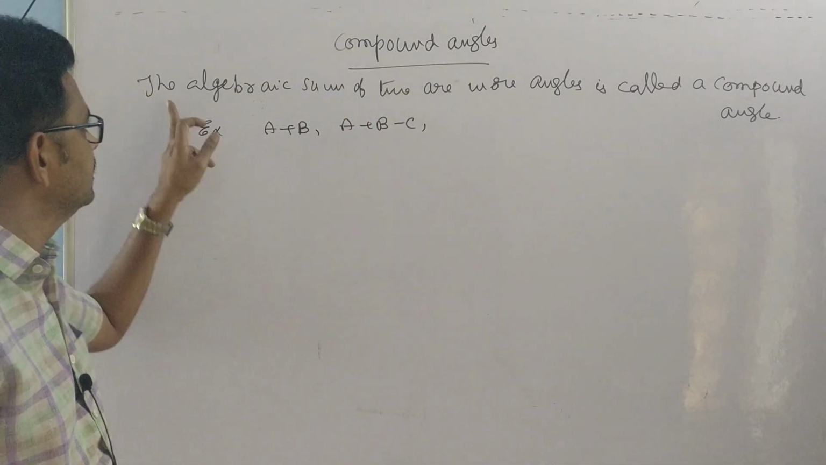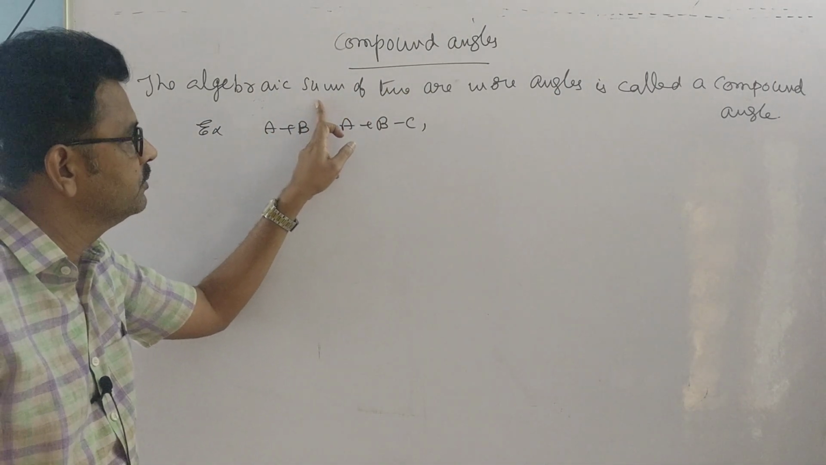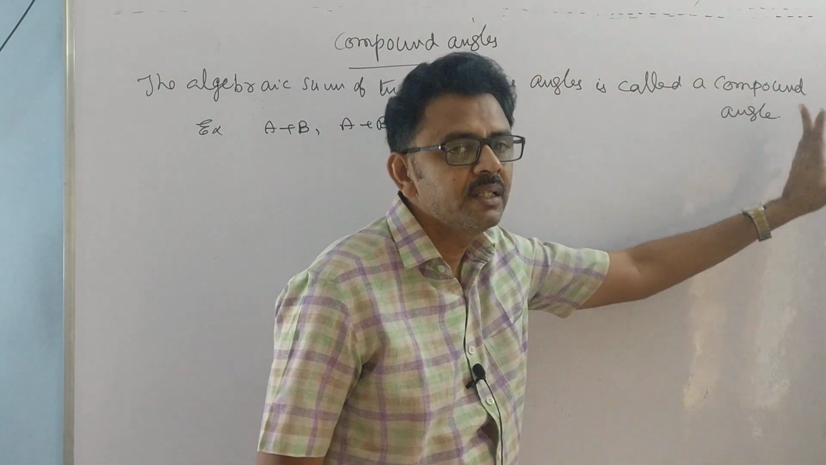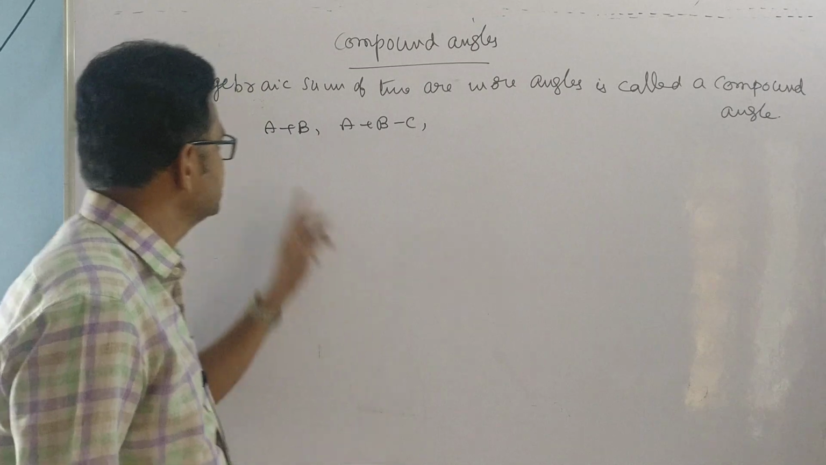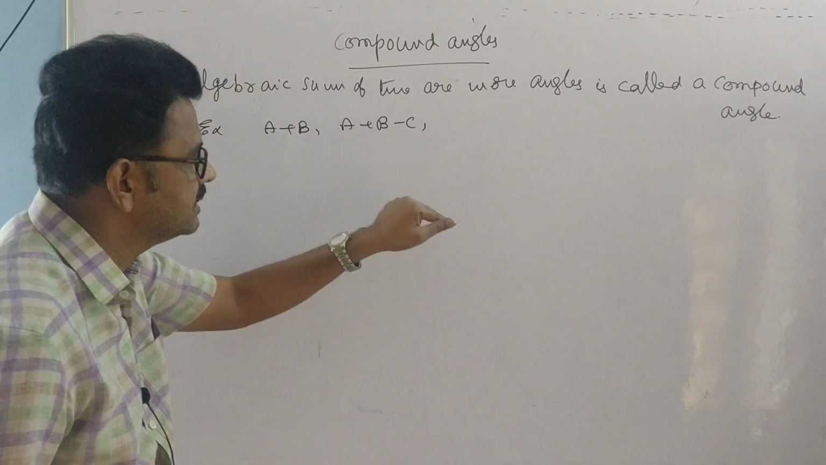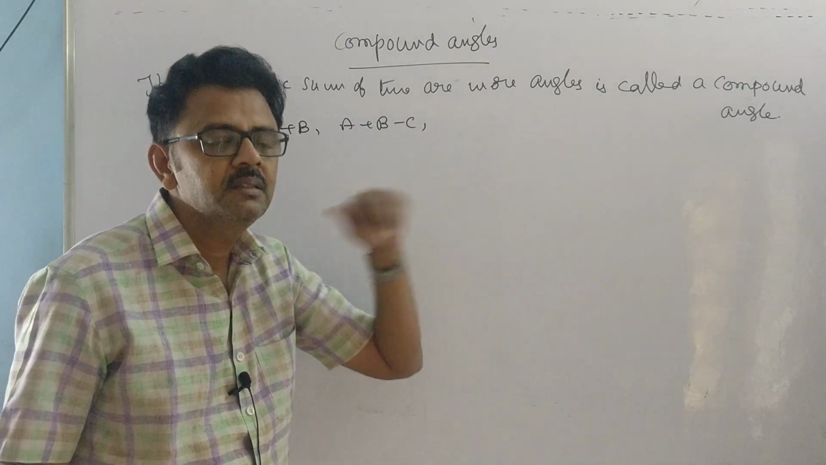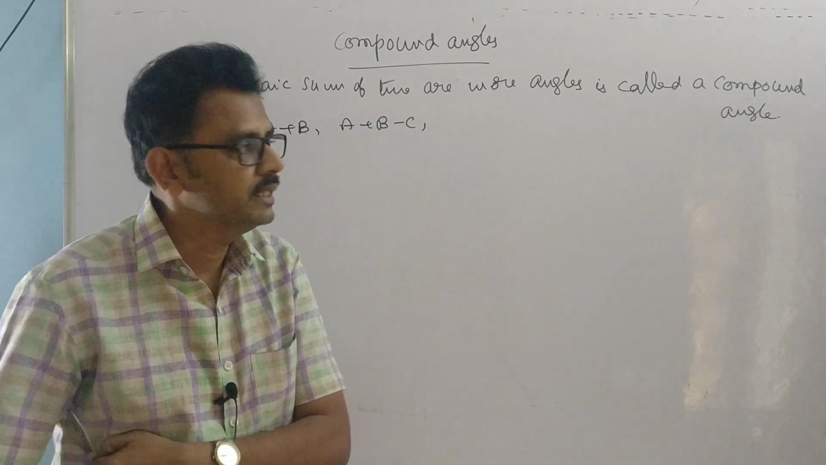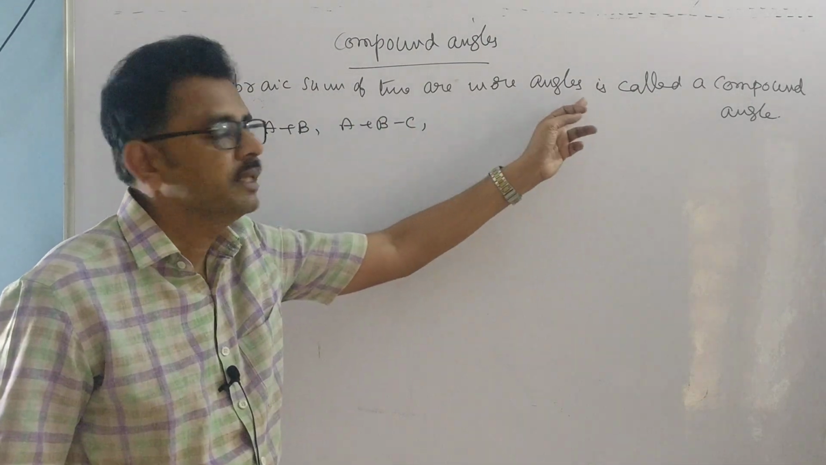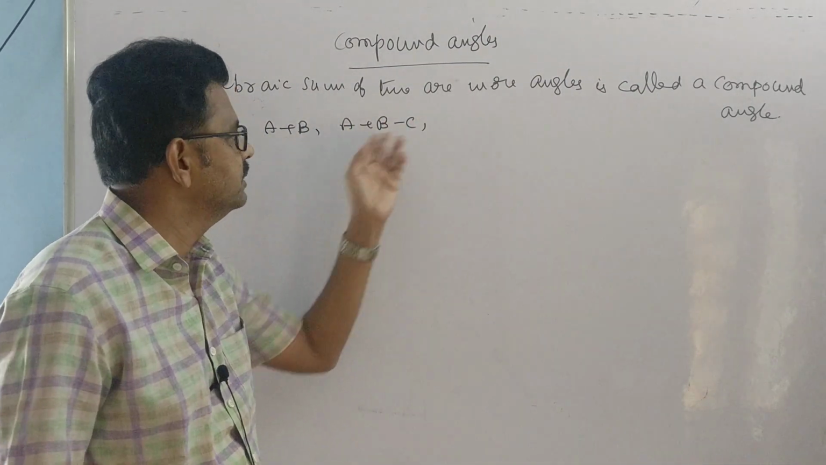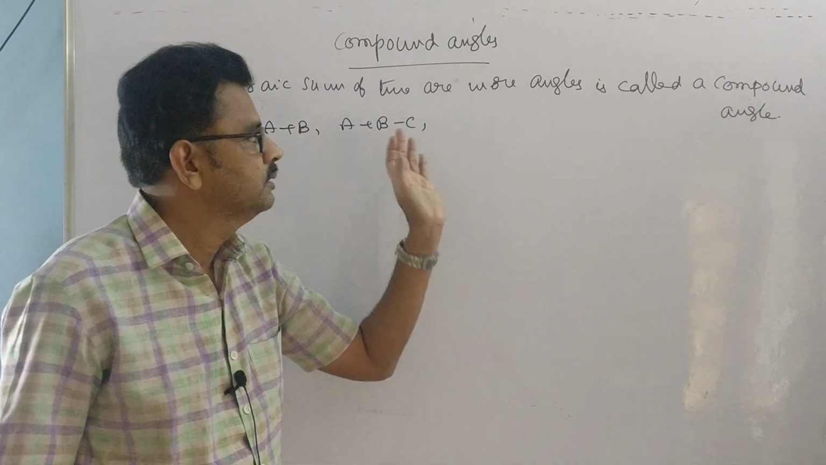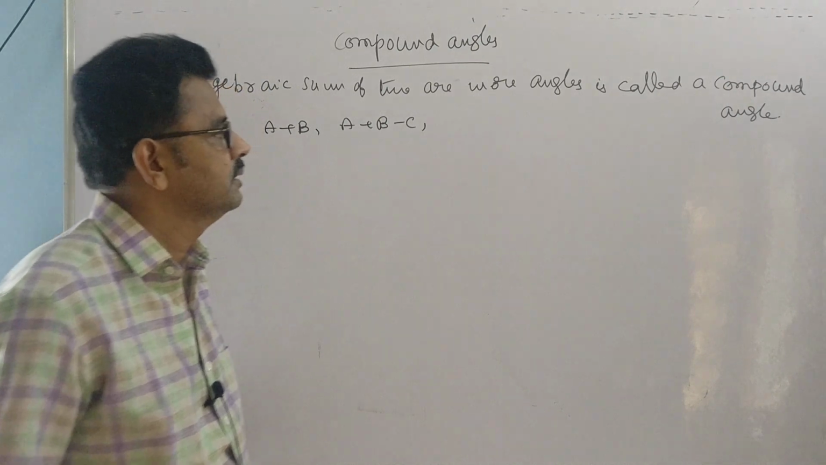Compound angles. The algebraic sum of two or more angles is called a compound angle. That means a plus b or a minus b, a plus b minus c, a minus b plus c. These are called compound angles. Sum of two or more angles. A plus b, a minus b, a plus or minus b. So this is called compound angles.